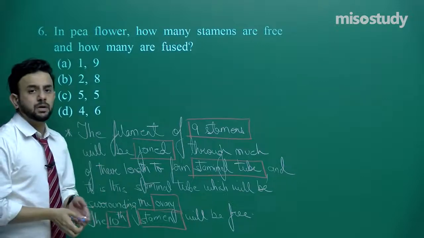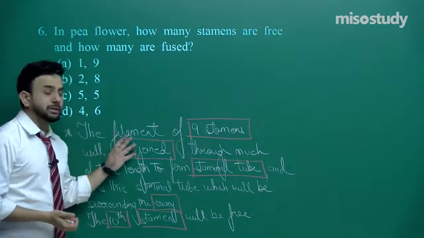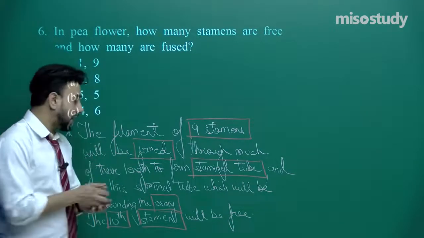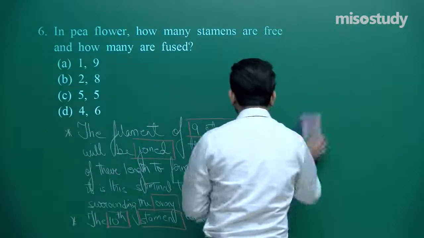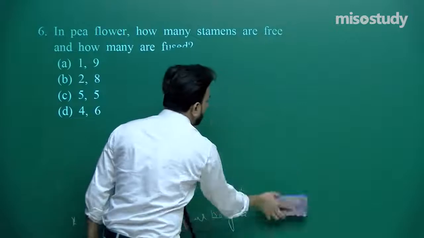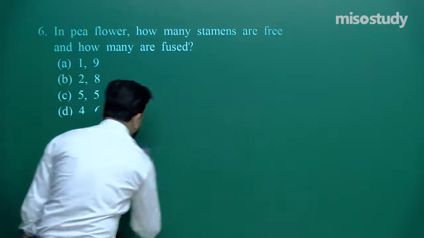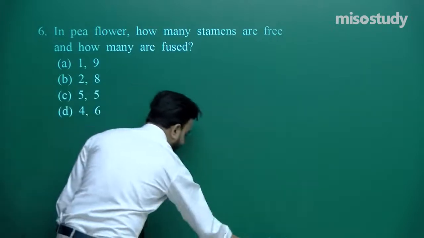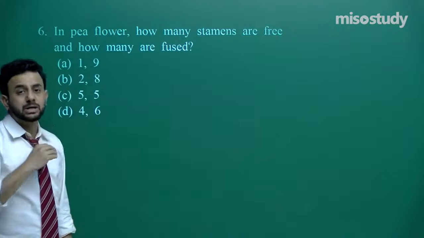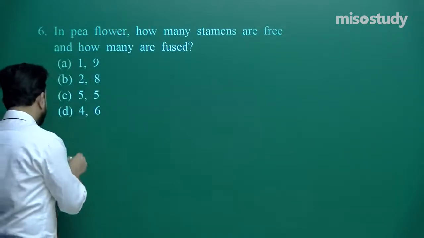Now we see one more thing. When the filaments are young, what will we see? The length of the filament will be different. They will be shorter than the style, but on maturity, when the pollen grains are shed, the length increases.